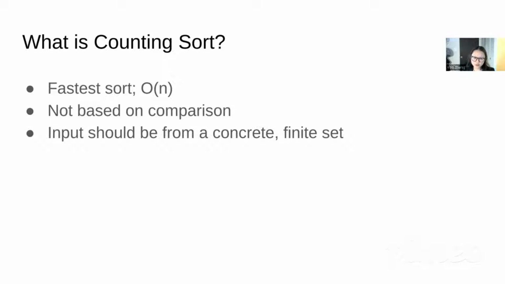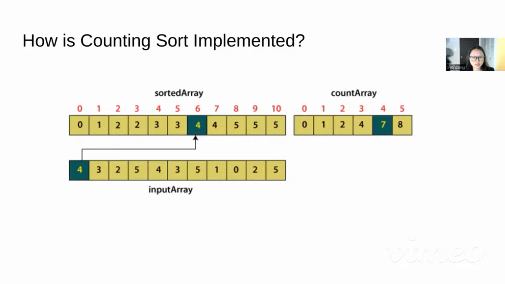The input of counting sort should always be from a concrete finite set for it to work, because the basic working principle is based on counting. And now let's take a closer look at how counting sort is implemented. If you see the count array on the right, it is composed of elements from 0 to 5, and these are the elements they're representing, and below them is a count of these elements.